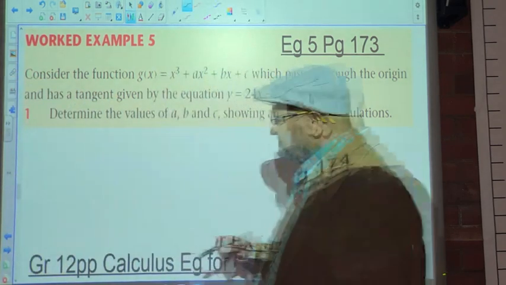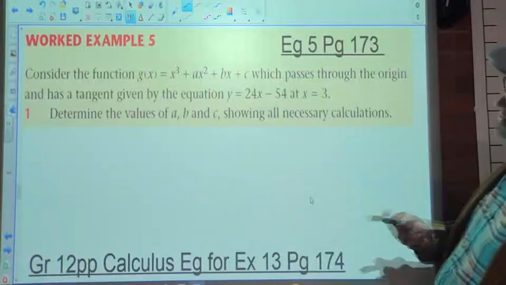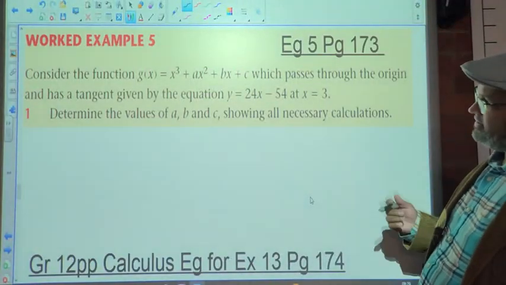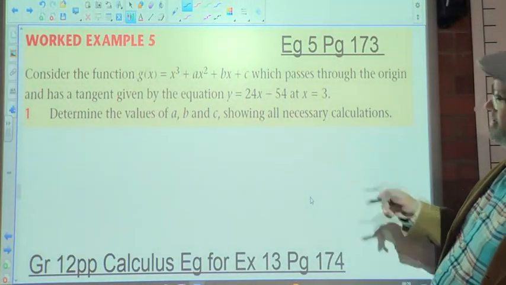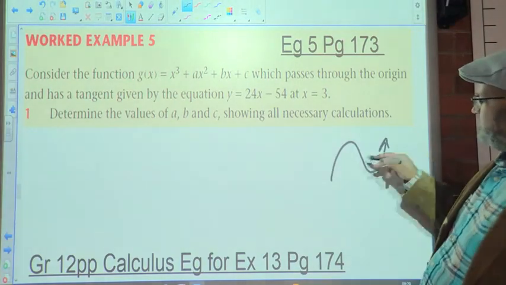People, what I do is I just draw the information given to me. Okay, so what I do is I draw a tangent and a cubic function.